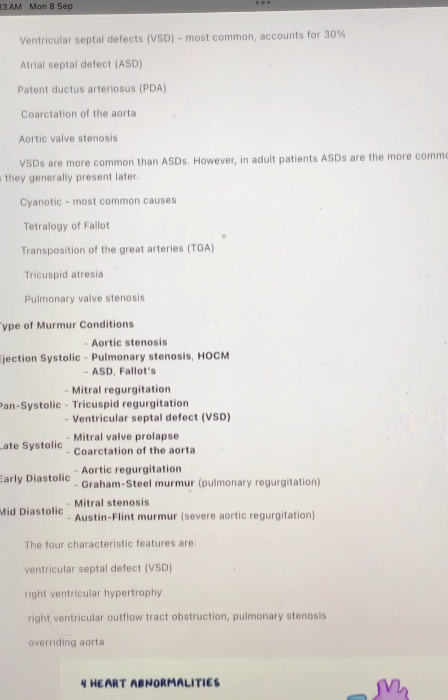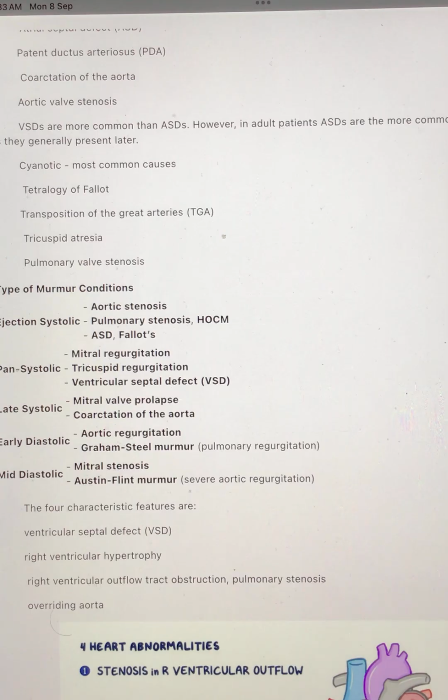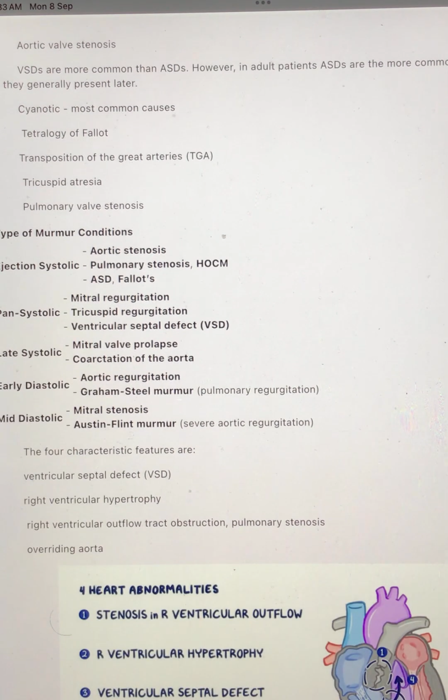Pulmonary valve stenosis. Types of murmur: ejection systolic murmur. Whenever there is aortic stenosis, with ejection from the left heart going to the aorta, there has to be stenosis in the exit valve, so aortic stenosis. Pulmonary stenosis, right ventricle, when there is pumping, atrial septal defect, tetralogy of Fallot, mitral regurgitation.